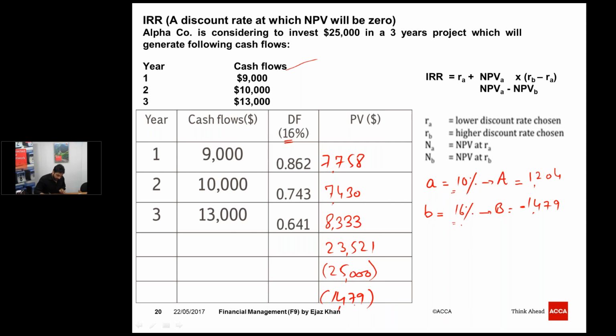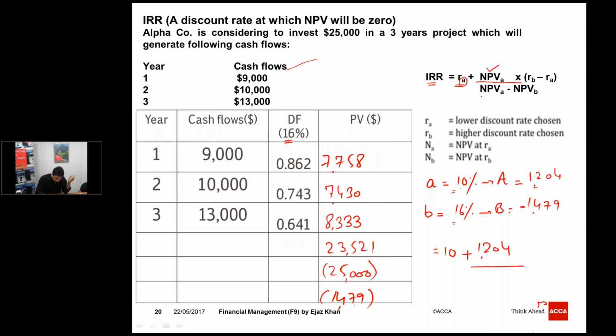So what is actually the rate at which it is generating? So we need to calculate the IRR of the project, which will tell us the rate at which the NPV will be 0. So we have a formula for IRR. First we have to place the rate of return A, that is 10%. Then we have to place the positive NPV in the numerator, 1204.